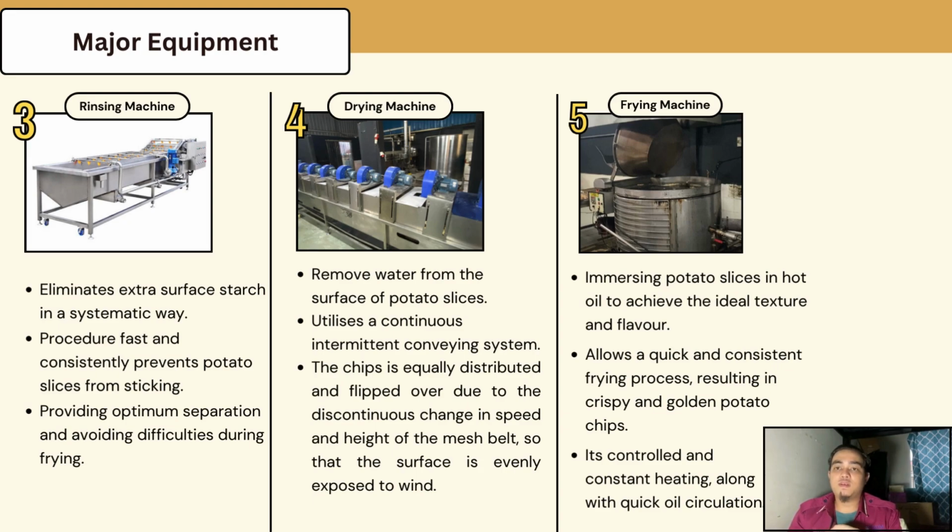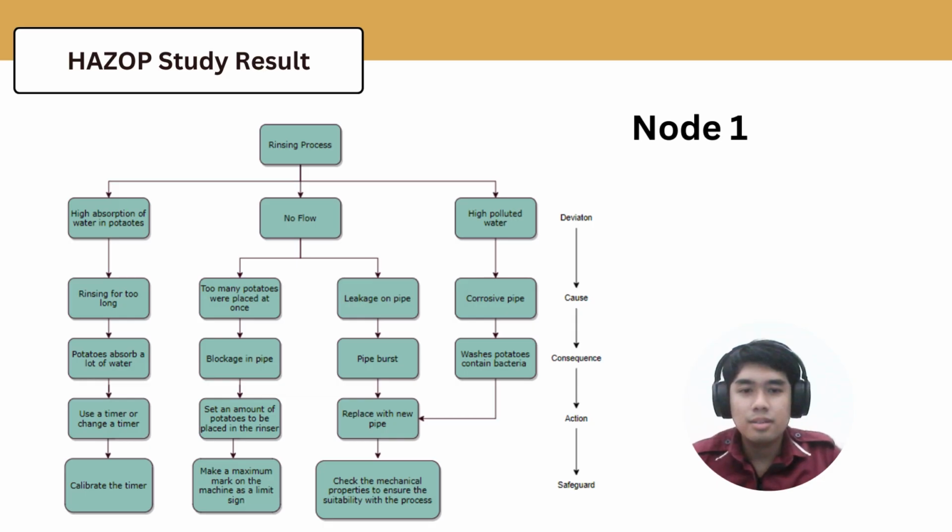Last, we have the frying machine. This machine immerses the potato slices in hot oil to achieve the ideal texture and flavor. This allows a quick and consistent frying process, resulting in crispy and golden chips. Its controlled and constant heating, along with quick oil circulation, make the frying process perfect to achieve golden potato chips.